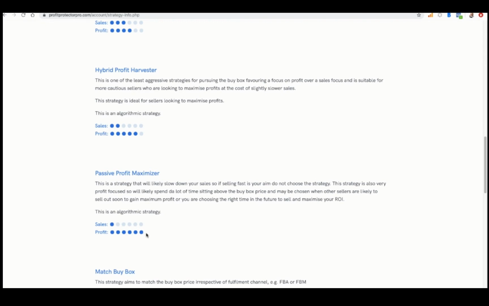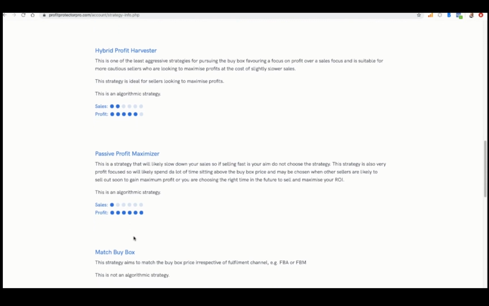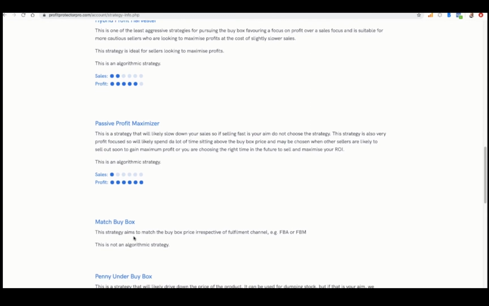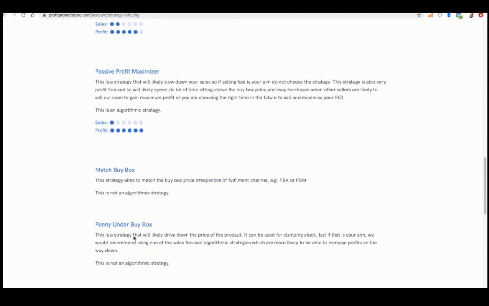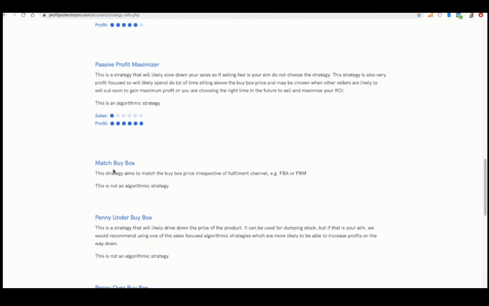So they are our algorithmic strategies. They're very, very clever, and they bounce about all over the place, doing absolute magic, getting you sales at higher profit. But I think these things are super helpful as well to help you realise how sales versus profit focused they are. And then you've got some non-algorithmic strategies as well, so that you can choose to use these if you like. So you've got the option to match buy box.